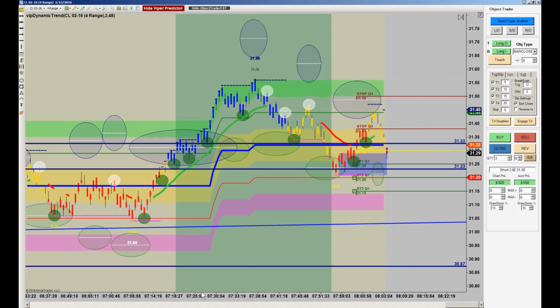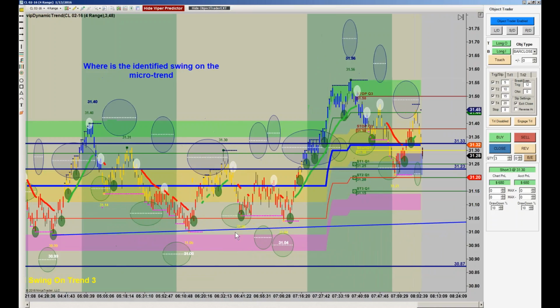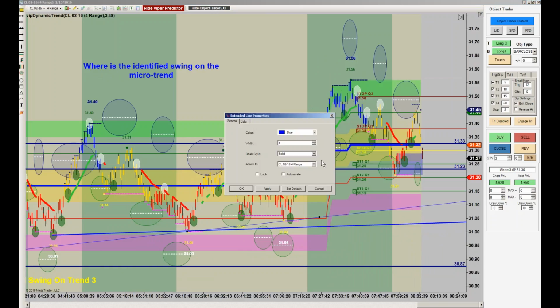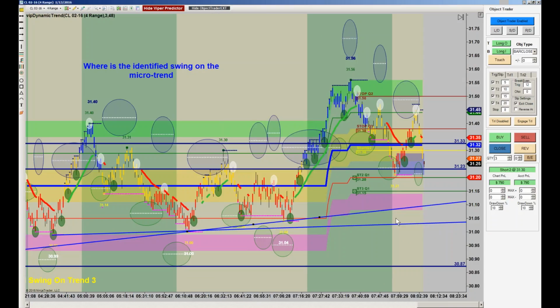Let's see if we can get a trend line drawn too. Right between here and here. Like so, trend line. Remember, we drew this in the room this morning. Right there. That's where our target is. Everybody remember that?